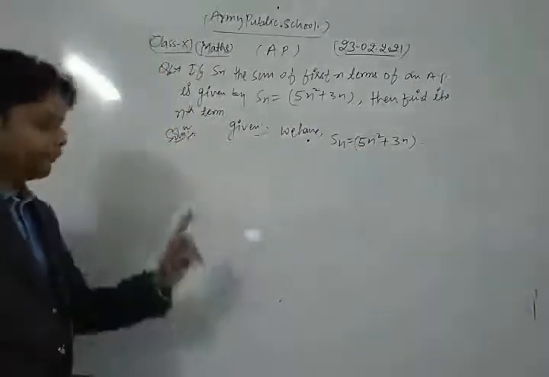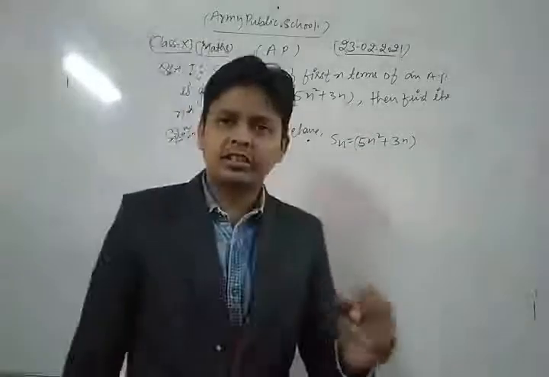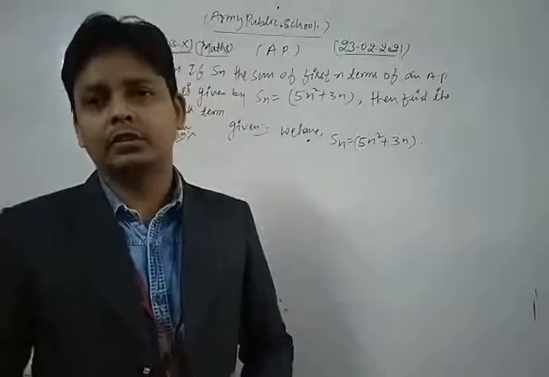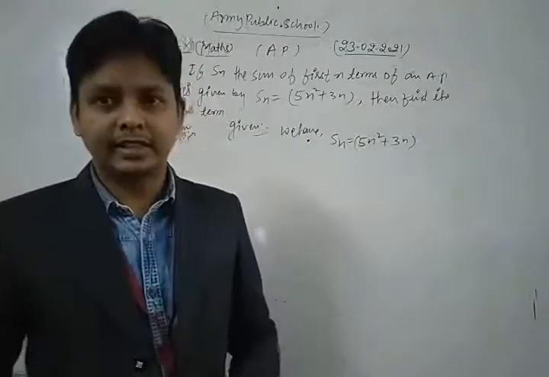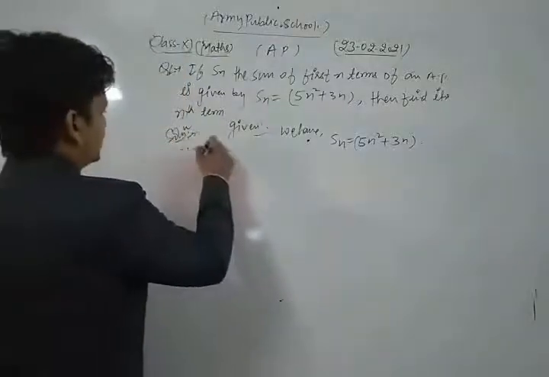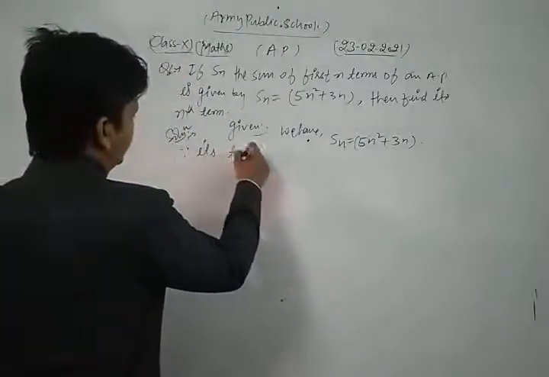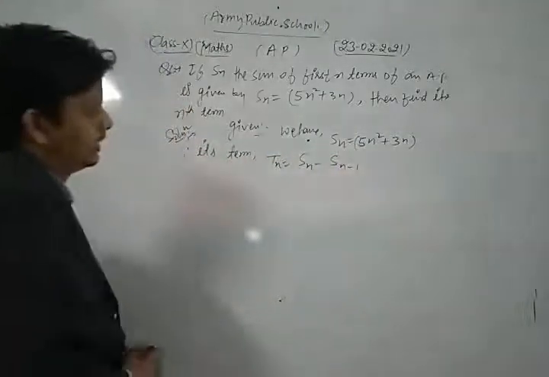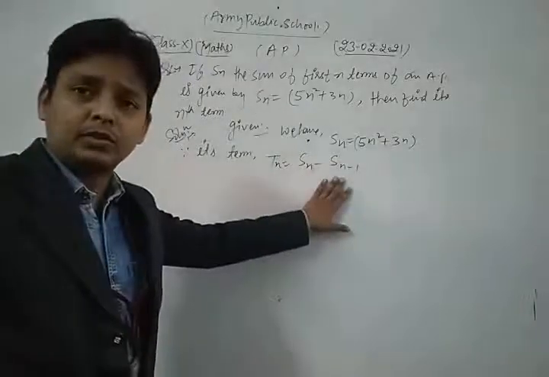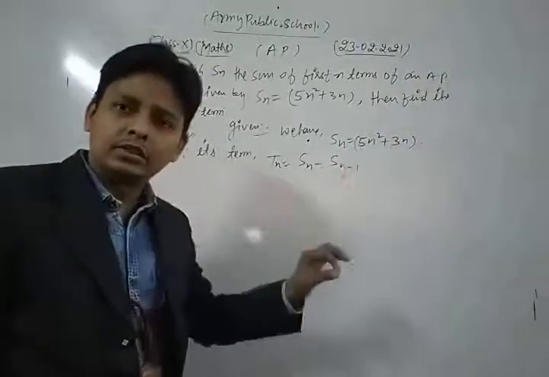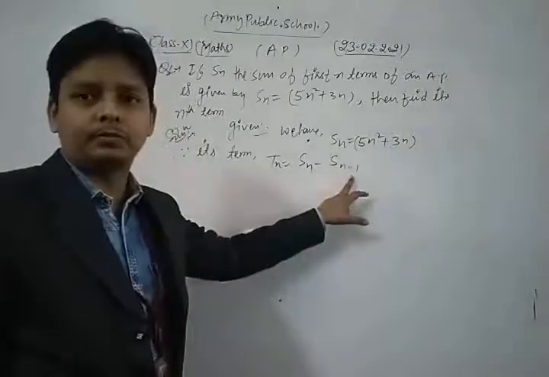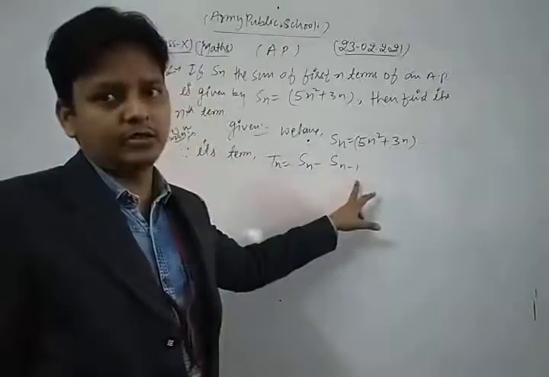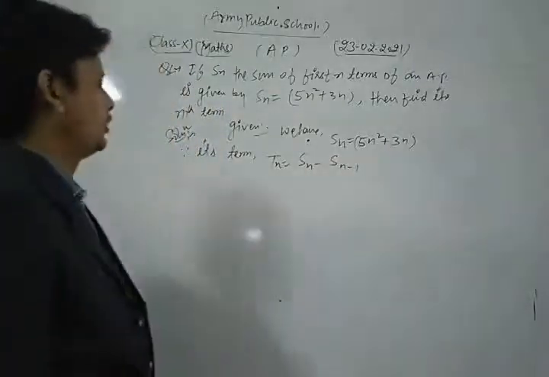Now we find the nth term. Just at the start of the class, we discussed this. So we know that the formula to find the nth term is Sn minus Sn minus 1. So its nth term will be Tn is equal to Sn minus S(n minus 1). So first we already have Sn. We just find the value of S(n minus 1). Okay, dear students. After that we simplify them. Now let's see.